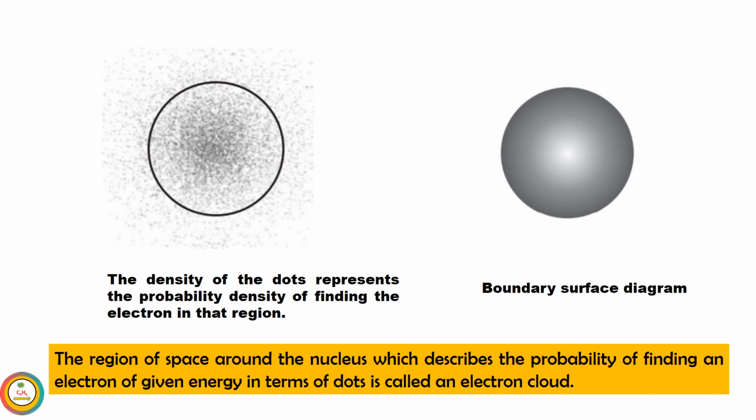So this is the dot diagram for an orbital, and this is the boundary surface diagram for an atom. The region of space around the nucleus which describes the probability of finding an electron of given energy in terms of dots is called an electron cloud. So the orbital is also known as the electron cloud. When we connect these dots of equal probability, we get a shape. That shape is known as the boundary surface diagram.